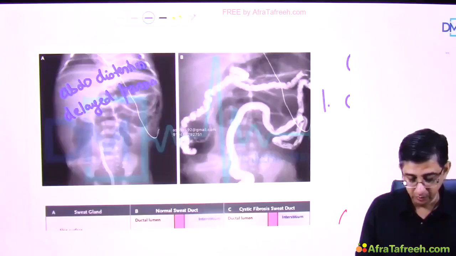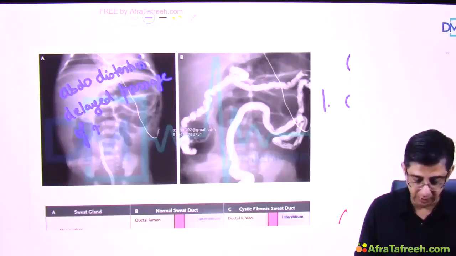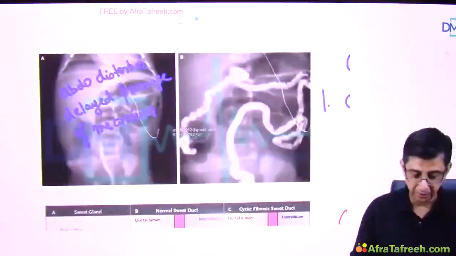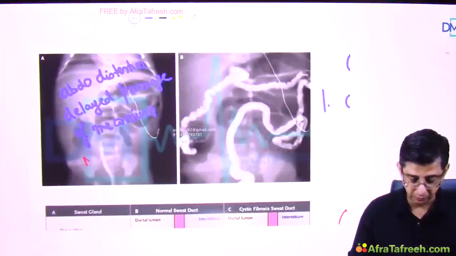Delayed passage of meconium or non-passage of meconium is a presentation in cystic fibrosis. Meconium is the first stool of the baby. Normally, you know the fact that meconium should be passed within 48 hours. But in this patient, 2 days have gone by, 3 days have gone by after birth.